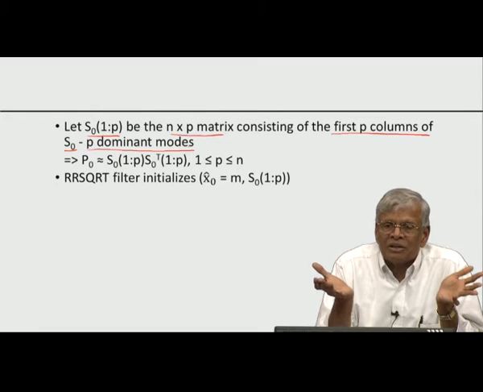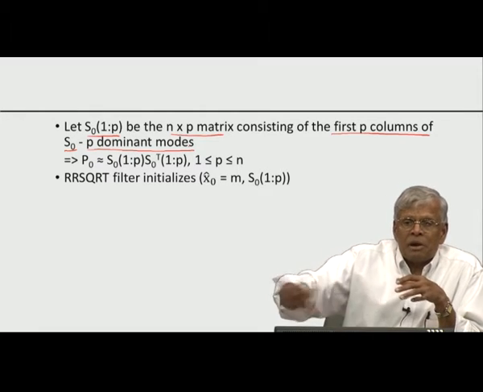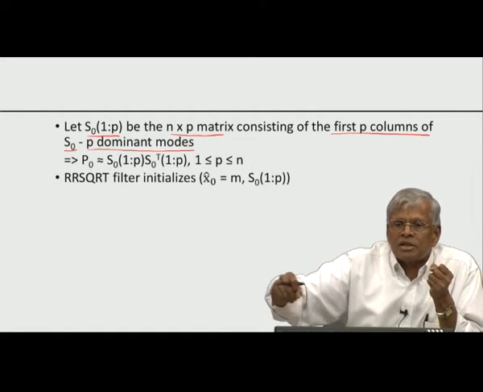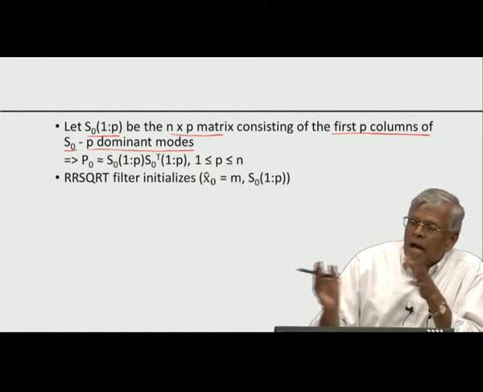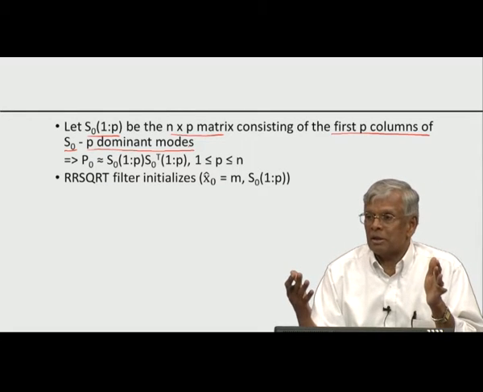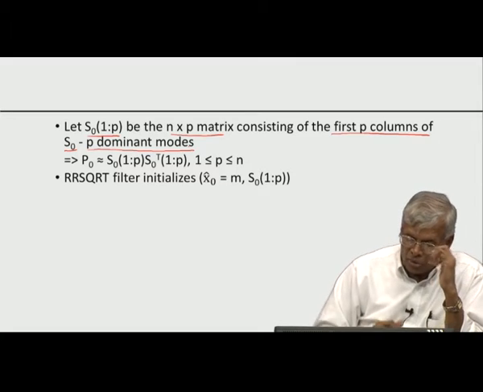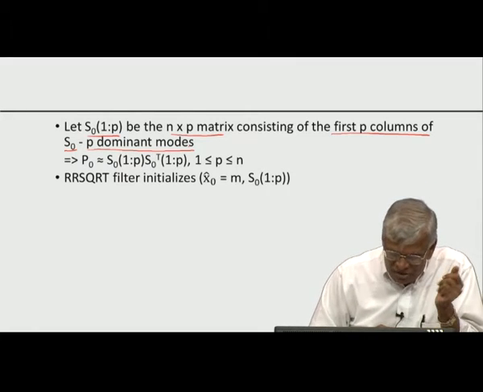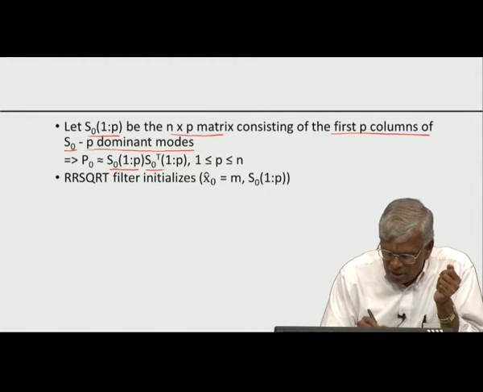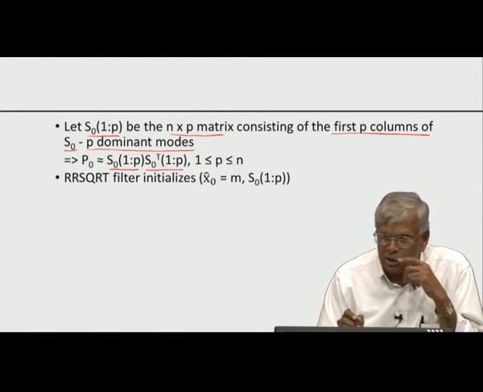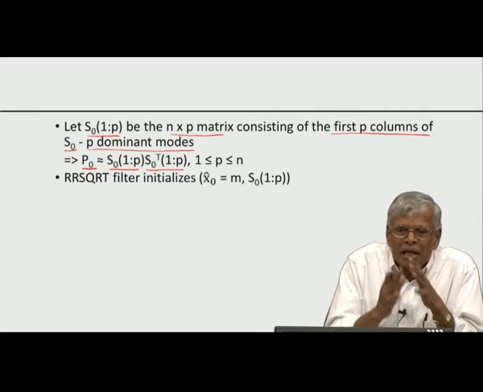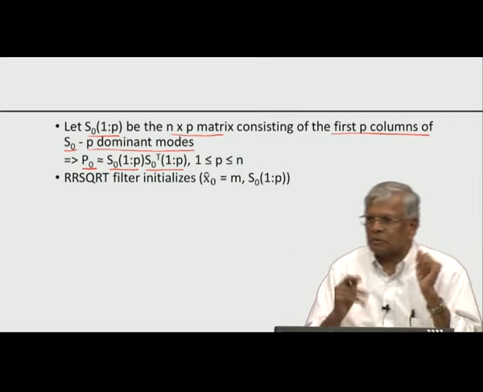The eigenvalues are the larger ones. The ones that I am dropping, together, the total sum is less than 10%, less than 5%, less than 1%. So I am trying to divide the eigensystem into dominant modes and not-so-dominant modes. I am simply collecting all the dominant modes together. In that case, I can take this S naught 1 colon p and S naught transpose 1 colon p for some p in the range 1 to n, and approximate P naught by that. So what is this? This is the rank p approximation of P naught.